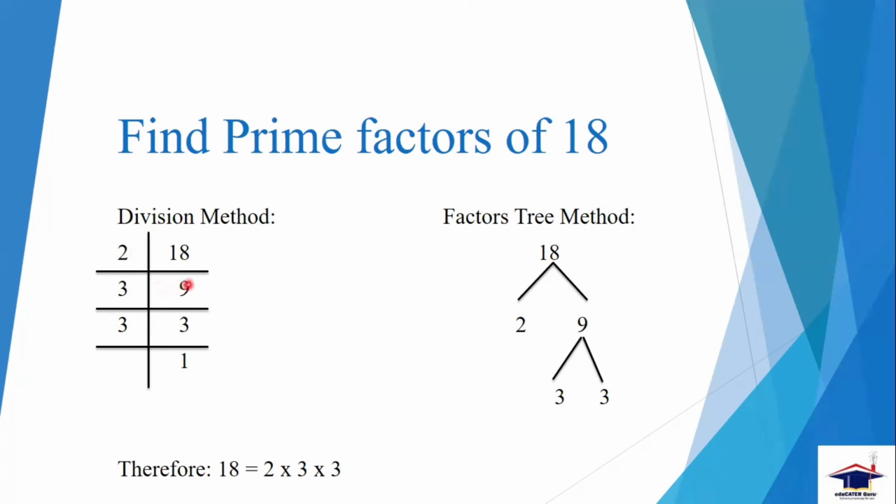Then it comes to 9. 9 is not divisible further by 2, so we go to the next number, 3. 3 3s are 9. Then 3 1s are 3. So the prime factors of 18 are 2 into 3 into 3. Similarly, we can do it with the factor tree method, shown in tree shape. Here it is shown in the division method. That's all.